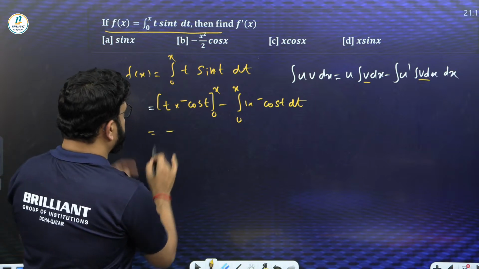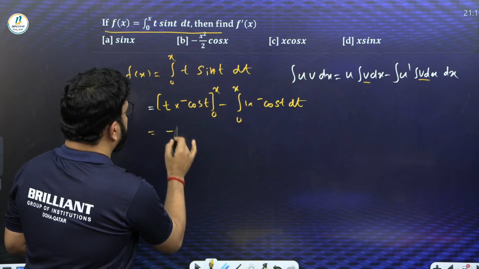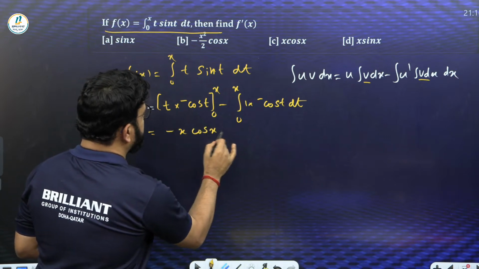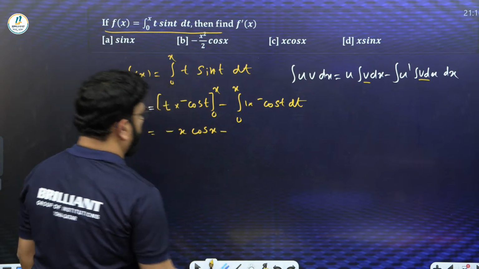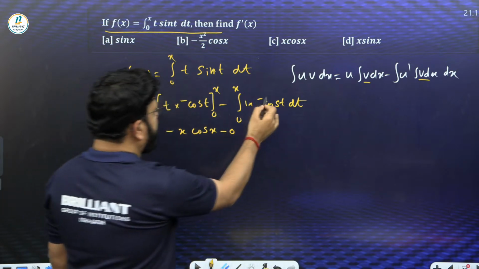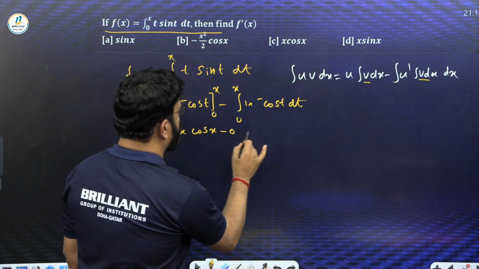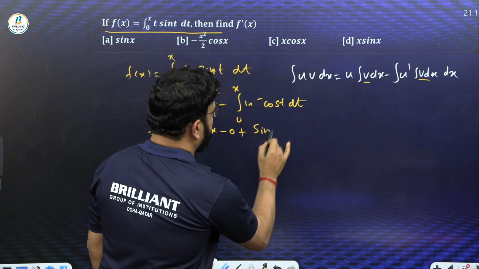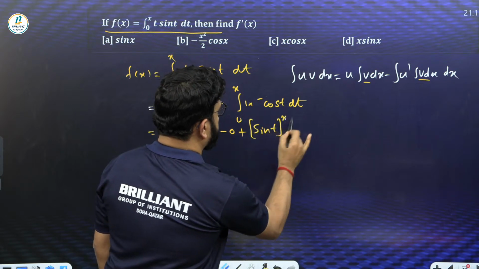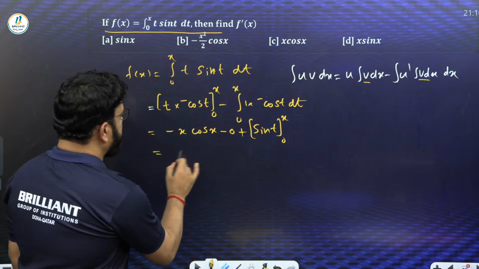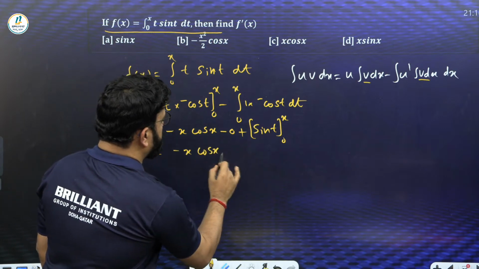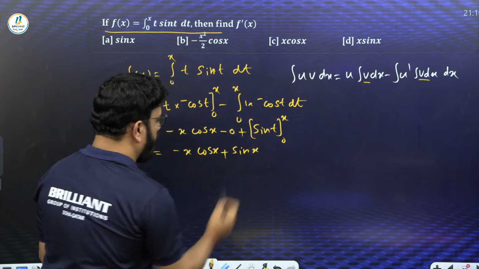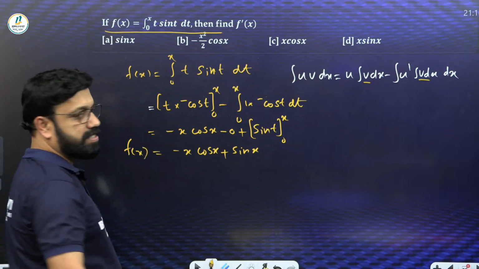Substitute the limit here. Negative is coming: negative t means negative x into cos x. Minus t at the place 0 is completely 0, no need to write. Minus of minus goes to plus, and the integration of cos t is sin t with limits 0 to x. That equals minus x cos x plus sin x, since sin 0 is 0. That is f of x.